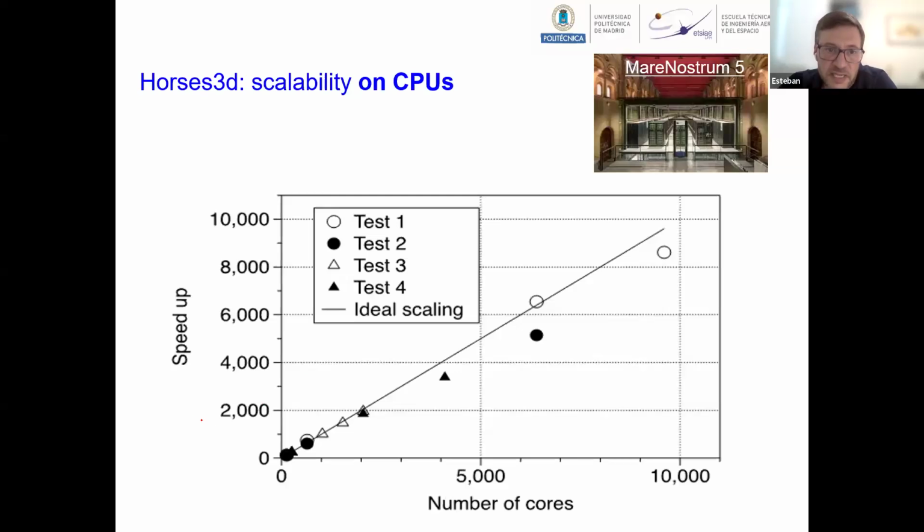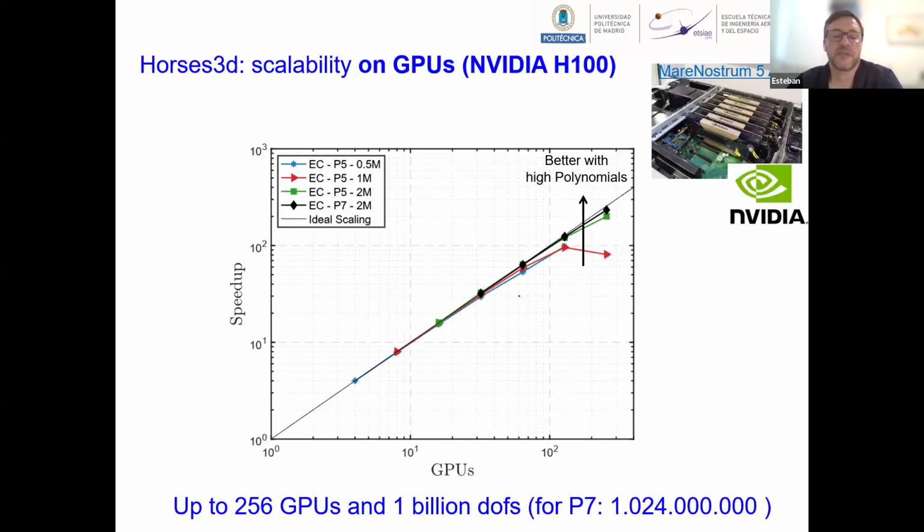Right, we have tested our solver HORSES on many processors, up to 10,000, and we see almost ideal scaling for the appropriate meshes and enough polynomial order. And recently we have ported everything to GPUs, and we have checked up to 256 GPUs with 1 billion degrees of freedom. And we see that indeed when we use high polynomials, P5, P7, we get almost ideal scaling. So we're pretty happy with everything.